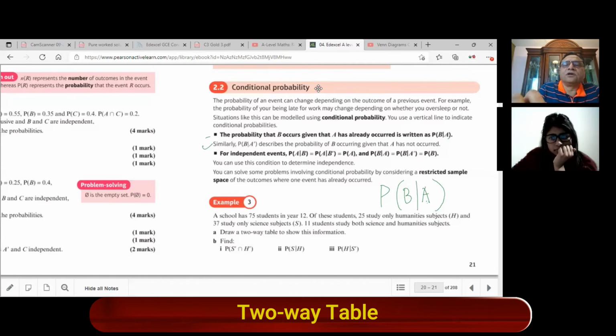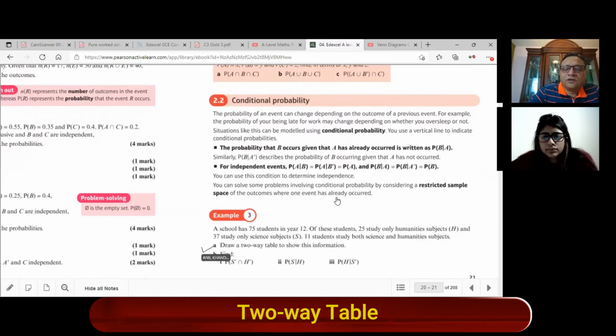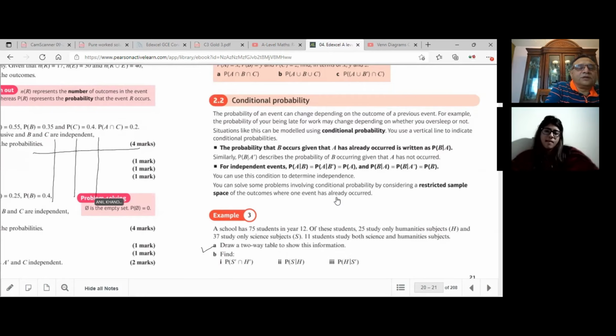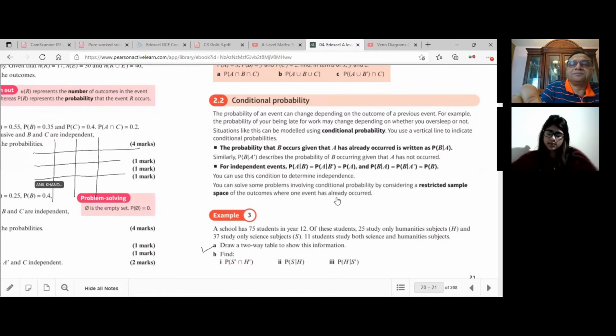Tell me, how will you draw this? Draw a two-way table to show this information. So that basically means that either a student will take humanities or will not take humanities, right? Similarly, a student may take science, may not take science. So let's say humanities, not humanities, science, not science.